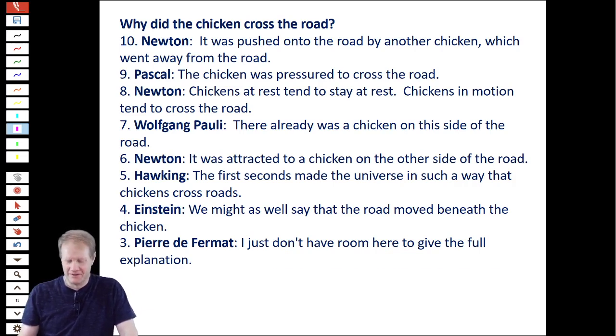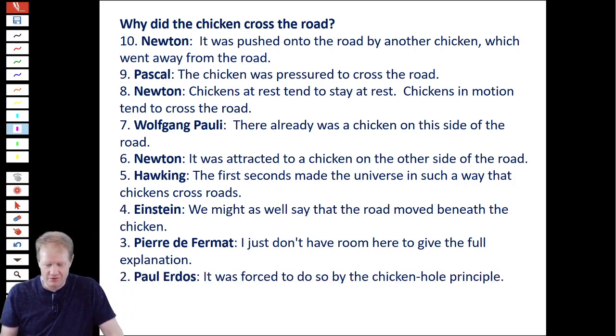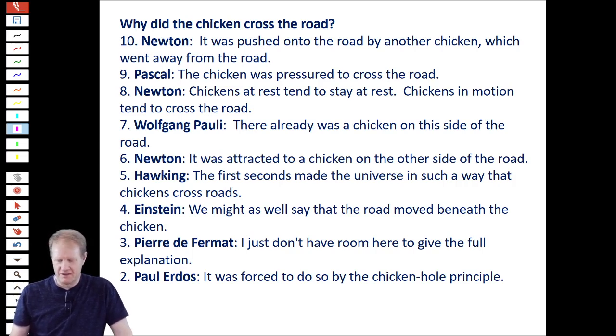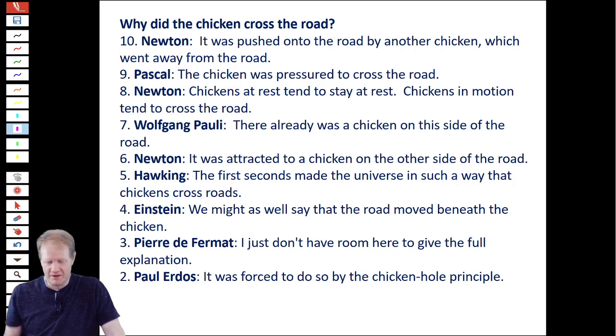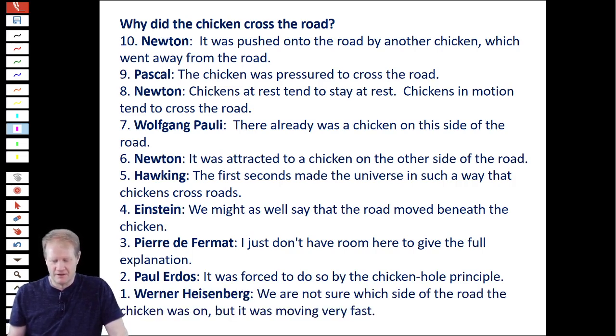Number 2, Paul Erdos. This is a solid state reference. It was forced to do so by the chicken hole principle. And the number 1 reason that chickens cross the road is from Werner Heisenberg. We are not sure which side of the road the chicken was on, but it was moving very fast.